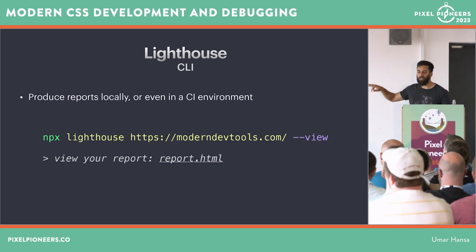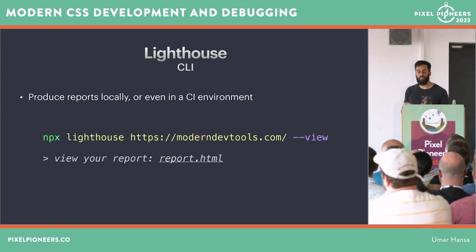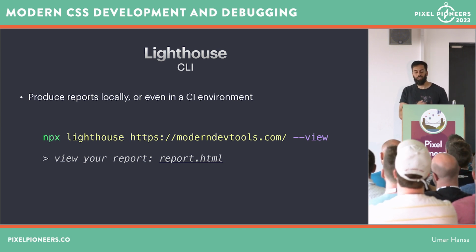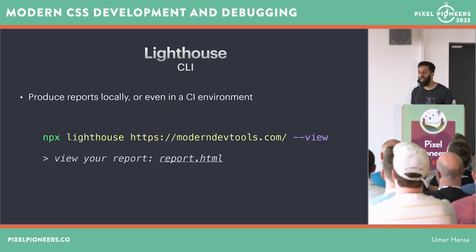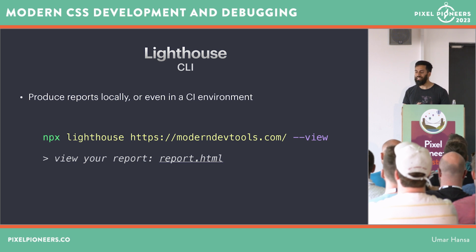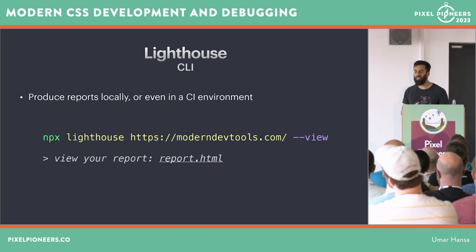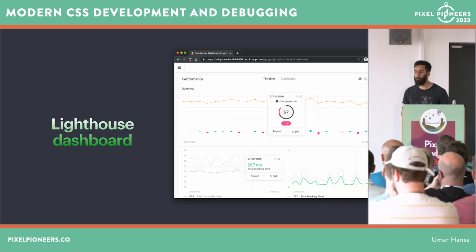Here's a little command you can run in your terminal, npx lighthouse and the website name, and that will spit out a report for you or dump a report to your file system. And you can run this in your CI tool, your GitHub Actions, and that's pretty handy, because through this one terminal command, you get these reports every time you commit some code. And I think that's pretty decent.